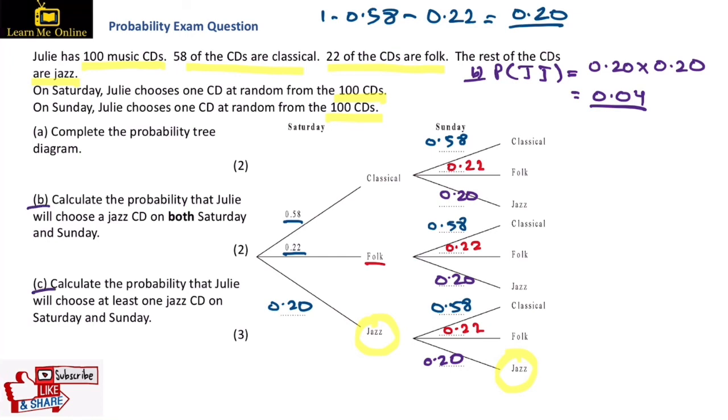Now, C is calculate the probability that Julie will choose at least one jazz CD on Saturday and Sunday. Okay, now we would have a lot of combinations here because there's the word at least. So, at least means it could be one jazz CD or it could be both of them jazz CDs. We're going to read the information now. So, we're going to start with here. So, classical and jazz would be the first combination we can make.